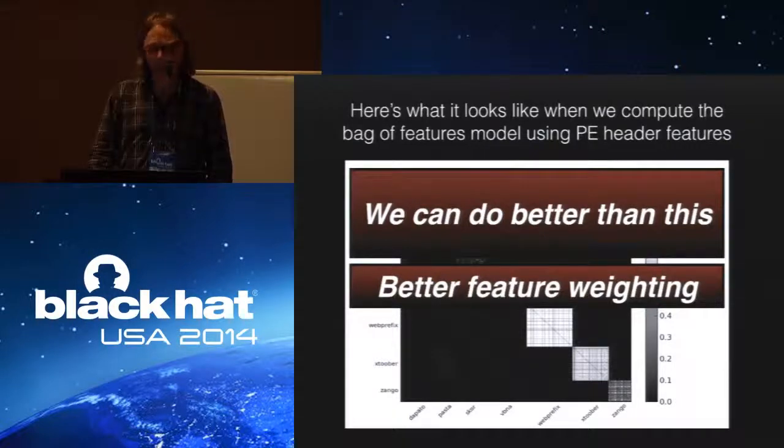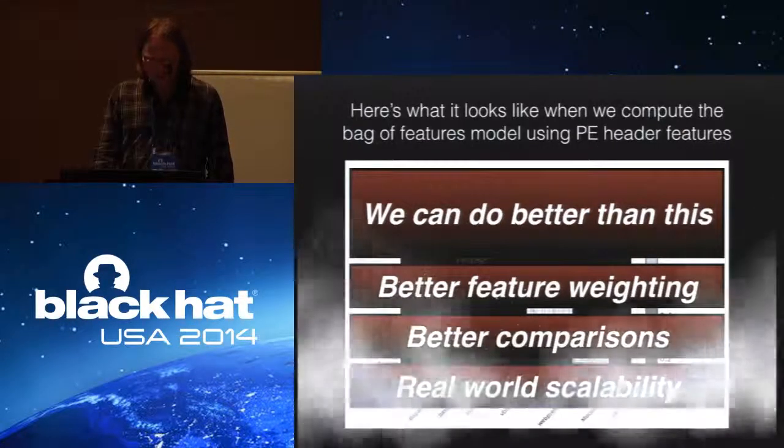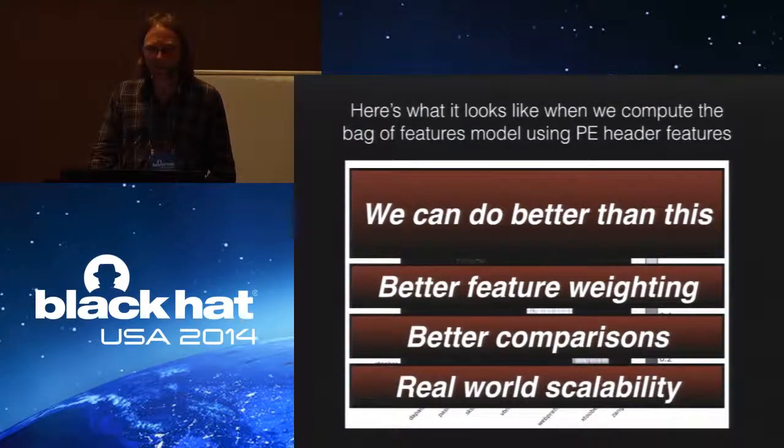So ways of doing that that I'm going to present right now are better feature weighting. Not all shared PE header attributes mean the same, should be granted the same weight in helping us decide that two malware samples are similar, right? Doing better comparisons, right? There might be better mathematical models for comparing malware samples. And then finally, actually scaling things up. So in this first experiment, we haven't really worked on scalability.